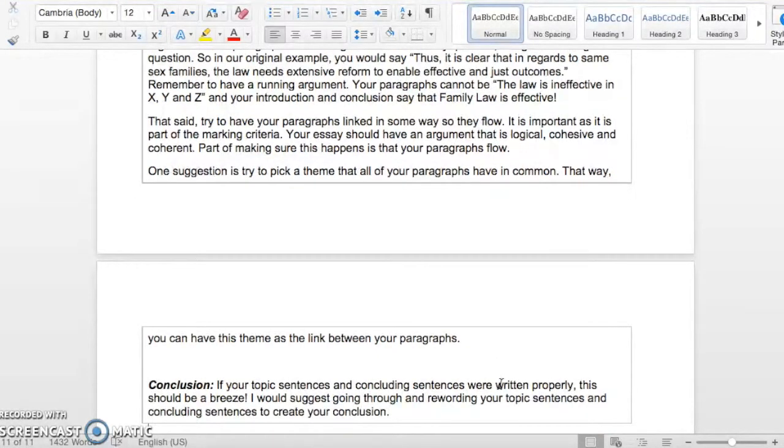Okay, so the conclusion. Now this is a lazy student's hack. You don't have to use it, but if you want to, go for it. If your topic sentences and your concluding sentences were written properly, this should be a breeze. I would suggest going through, rewording your topic sentences and concluding sentences to create your conclusion. If you've written your topic sentences correctly, you can take each topic sentence or each concluding sentence from each paragraph, tweak them, and that is your new conclusion. The reason that this works is because your topic sentence and your concluding sentence of your paragraphs are what you've talked about. So if you've written them correctly, that's all you need for your paragraph. You just put them together and that is your conclusion.